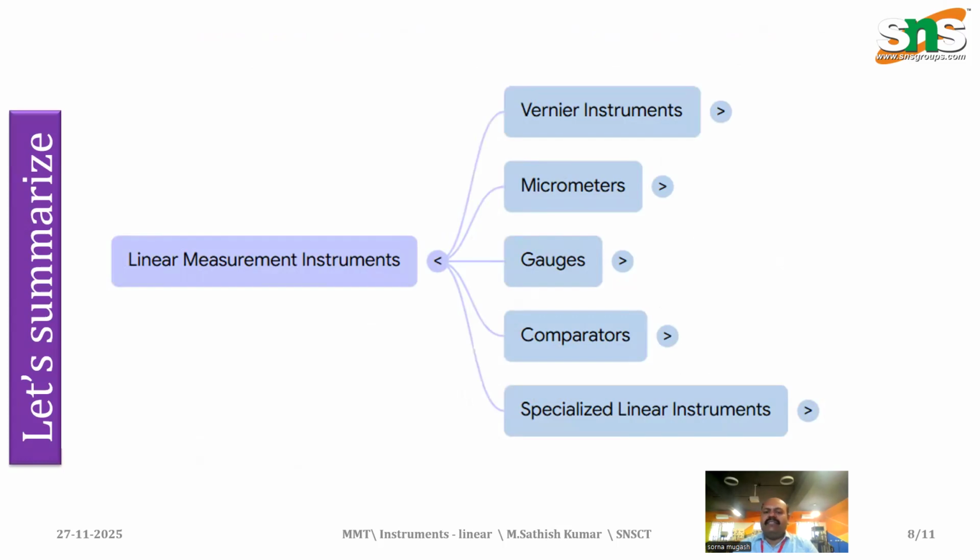Let us summarize the linear measuring instruments we have studied so far. Vernier instruments are used to measure linear length, width, and everything. Micrometers are used to measure diameter, OD, ID, everything. Gauges are used to check whether the component is accepted or not, so go gauge or no go gauge. And comparators, as we said, compare the standard value with the available value in the drawing. We also have some specialized linear instruments, which we will see in the forthcoming lecture series.